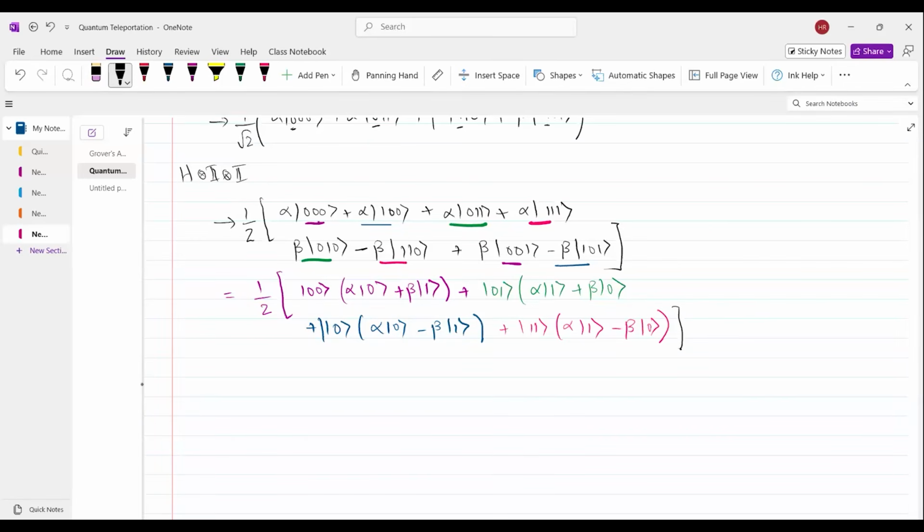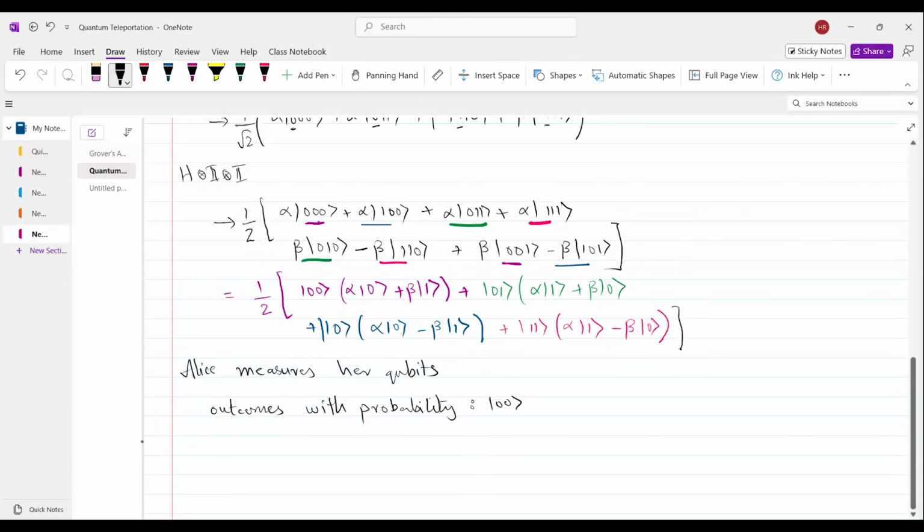Okay. So now after doing these two operations on her set of qubits, Alice measures her qubits. And she gets the outcomes with equal probability, which is 1 over 4. The outcomes would be 00, 01, 10, and 11, right?